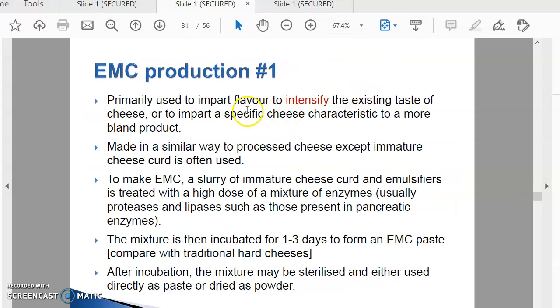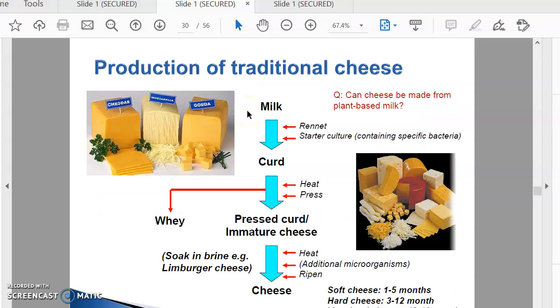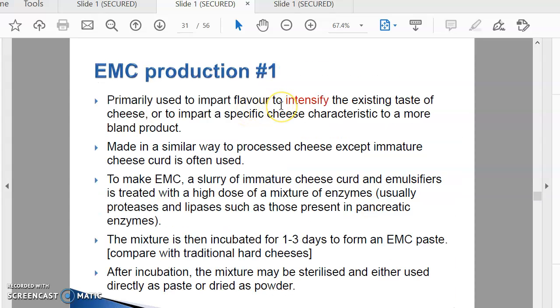Okay, EMC, what is EMC? EMC is enzyme modified cheese. It is a little bit different from conventional or traditional cheese making, and is usually used differently. For example, the traditional cheese we eat is what we call hard cheese, but this one is soft cheese. You can find it, for example, in KFC, the cheese sauce, and also the cheese powder, but they are not hard cheese. It is used to impart or intensify the existing taste of cheese.